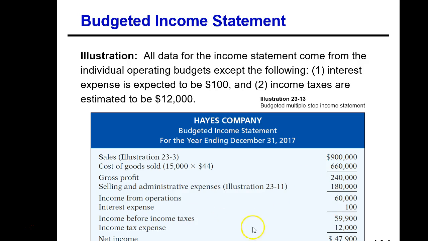So this is showing us our expected net income for the year based upon those budgets, our sales budget, production budget, our materials budget, our labor budget, our overhead budget, and our sales and expense budget. We combine those all together. We anticipate earning net income next year in the amount of $47,900.